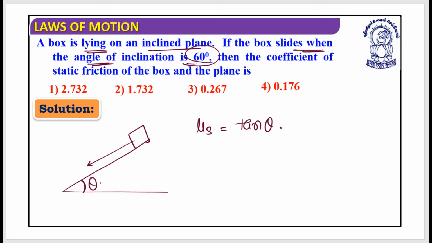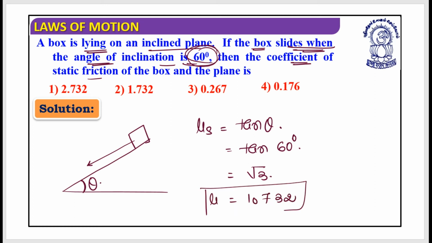Yes. Now go through the data one more time. It says that the box slides when the angle of inclination is 60 degree, and I need to find out the coefficient of static friction. So this is equal to tan 60 degree. What is it? Yes, it's tan 60. It's root 3, and root 3 could be written as 1.732. This is the value of mu. Yes, but for this you must understand the concept of angle of friction. I hope this is clear.